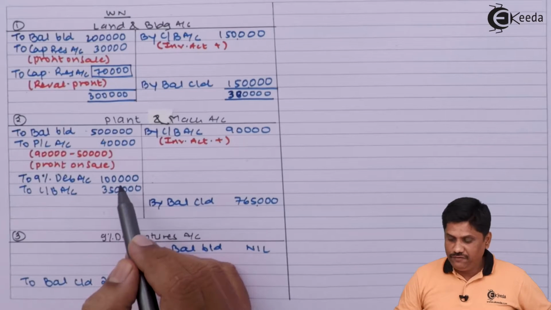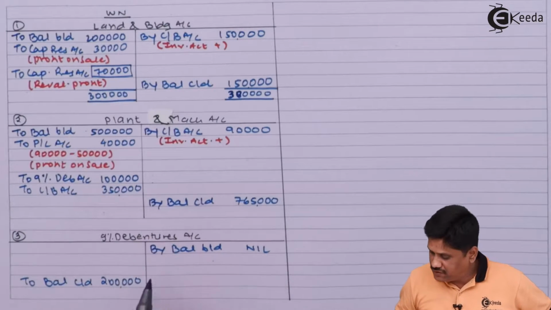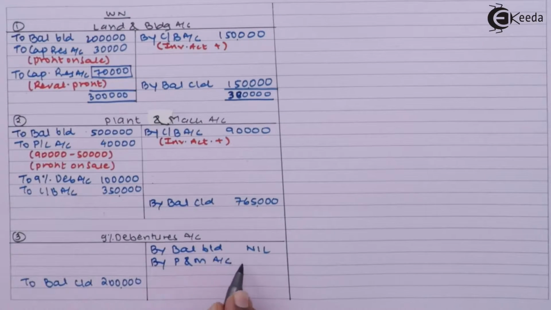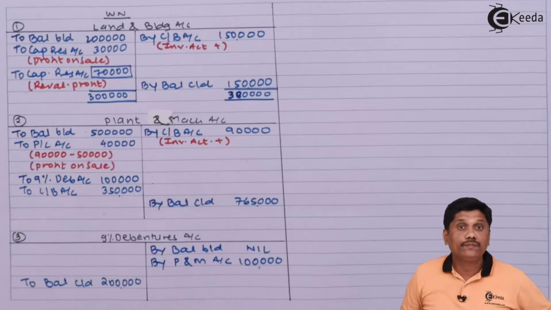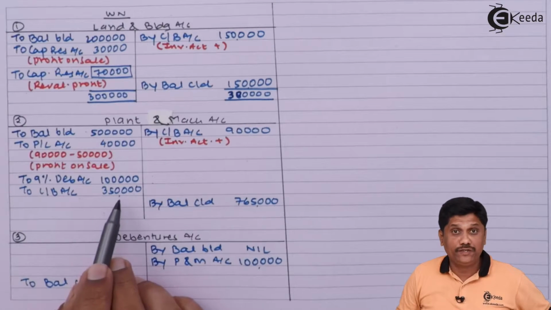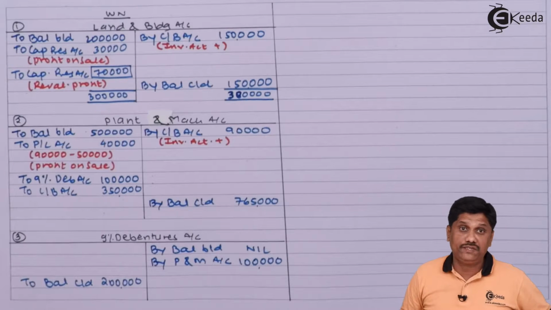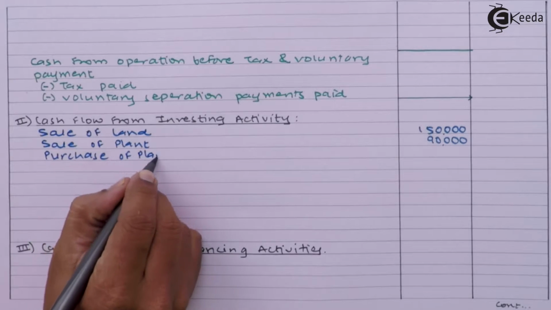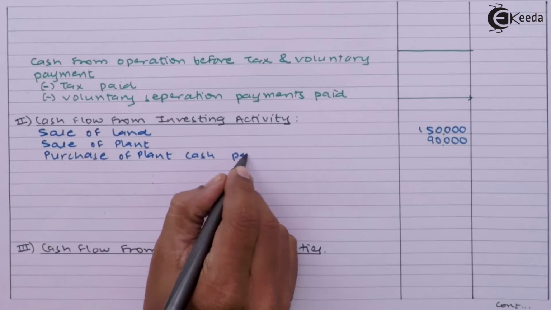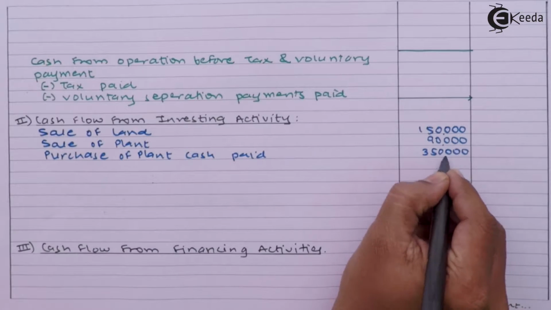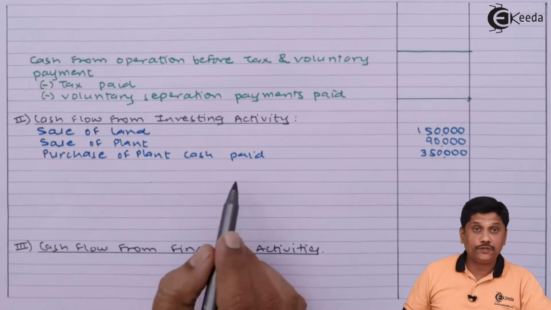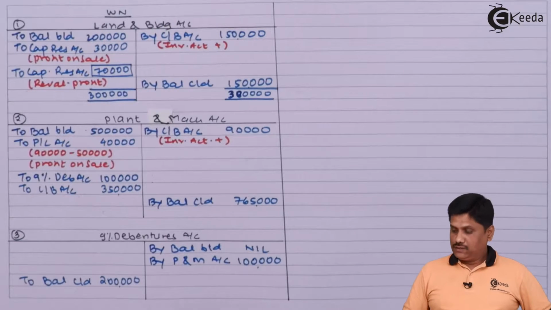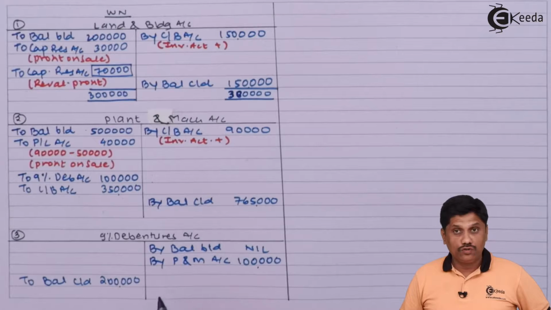Now we are giving the second effect of this transaction. 9% debenture account is credited by plant and machinery account, 1 lakh. And here we have paid cash of 3.5 lakhs. It will come in your investing activity as a less item. Purchase of plant, cash paid comes here as a negative item because cash goes out. So students, in respect of debentures, there is no other transaction.